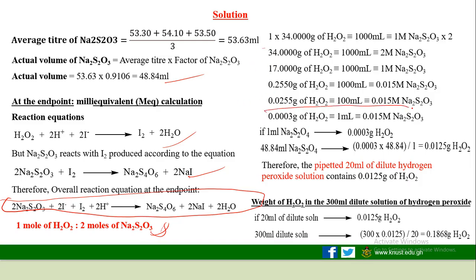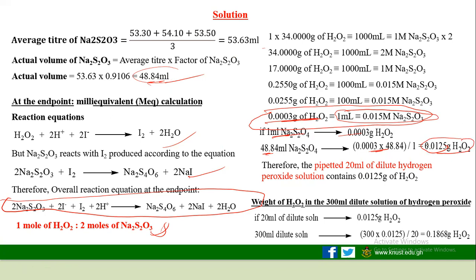So after the milliequivalent, we are getting 0.0003 grams of hydrogen peroxide, corresponding to 1 ml of the 0.015 molar Na2S2O3. So this is what we have here. Now this means that 1 ml of the thiosulfate reacts with this mass of peroxide, right? So if 1 ml reacts with this, then the average titer reacts with what? So we'll do our proportion here, and then we get 0.0125 grams.